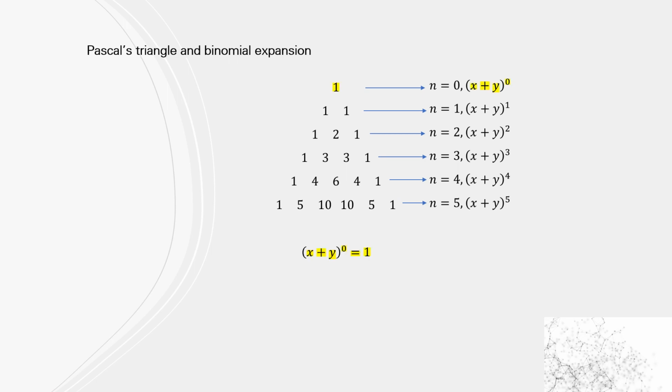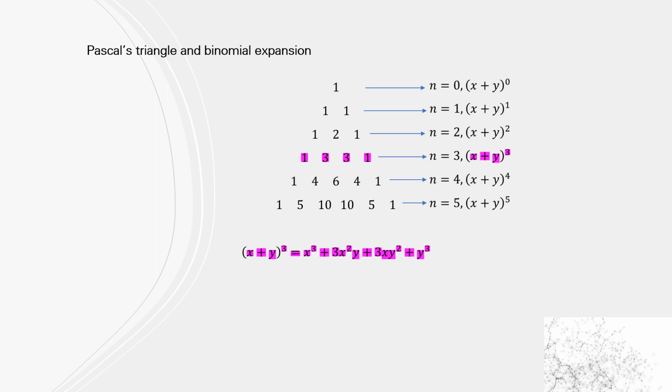As we move through, x plus y to the 0, anything to the 0 is just 1, so that's that first row. Anything to the power of 1 is just itself, and you can see your coefficients of 1 and 1 actually work. When it's squared, you get 1x squared plus 2xy plus y squared.